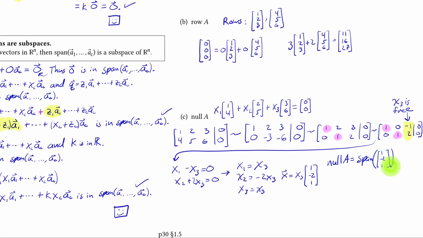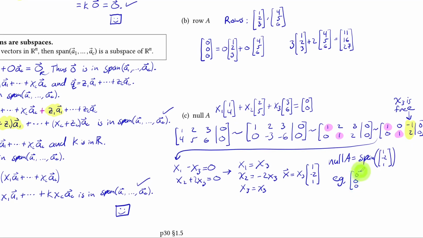So if we want to find a few vectors in the null space, you can take any multiple of that you want. If x3 is 0, you get the zero vector. If x3 is 1, you get (1, -2, 1). If x3 is pi, you get (pi, -2 pi, pi).